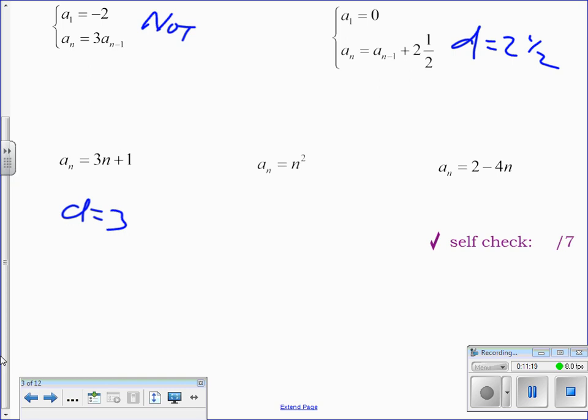The next one is 1, 4, 9, 16, 25. No, that is not an arithmetic sequence, nor is it geometric. So this is not arithmetic, nor is it geometric. Okay. And the last one, it's an explicit formula. It's a linear form. D is negative 4. It's going to go down by 4 each time.